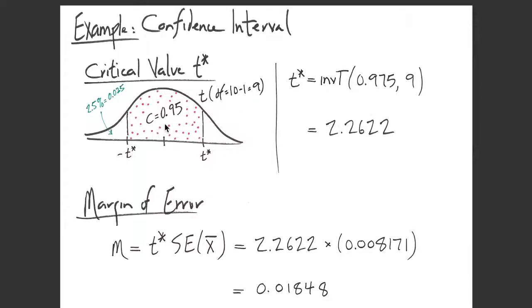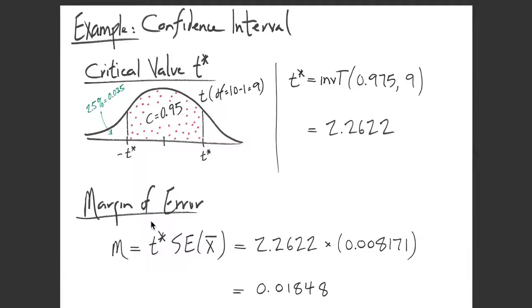And so you reason through that in exactly the same way. The middle 95% would correspond to the 97.5th percentile, right? Because there's 95% in the middle, therefore 2.5% in each tail. So the left tail at t-star would be 0.975. So t-star is inverse t of 0.975, again with 9 degrees of freedom because our sample size is 10. And you plug that into the calculator, you get 2.2622. I'm rounding to 4 places again. So that's our critical value.